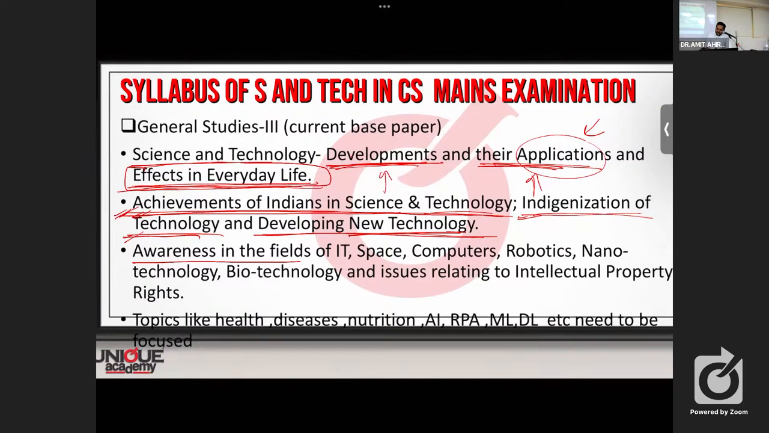Now next is awareness in the field of IT, space, computer, robotics, nanotechnology, biotechnology, issue related to intellectual property right. So what it has mentioned, UPSC clear-cut mention, UPSC has mentioned these headings in the syllabus: IT, space, computer, robotics, and nanotechnology. Now nowhere in the syllabus UPSC has mentioned about health. Nowhere in the syllabus UPSC has mentioned about nuclear technology. But UPSC found out asking many questions based on this topic. ये जो टॉपिक दिया उससे ज्यादा टॉपिक कहाँ से आता है? हेल्थ एंड न्यूक्लियर टेक्नोलॉजी से। समझ में आ रहा है?